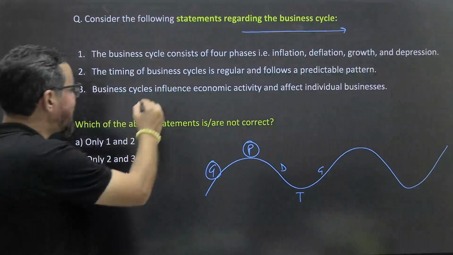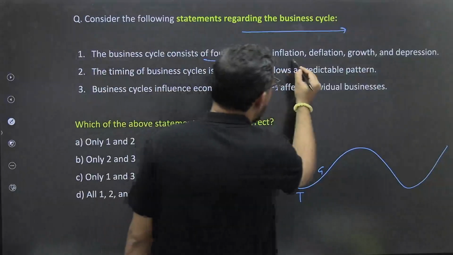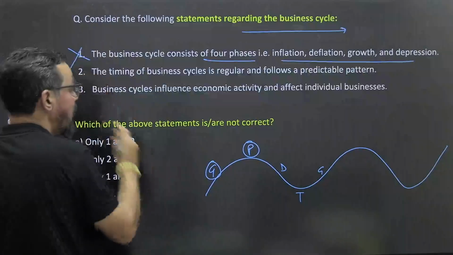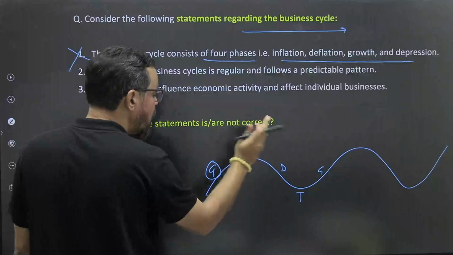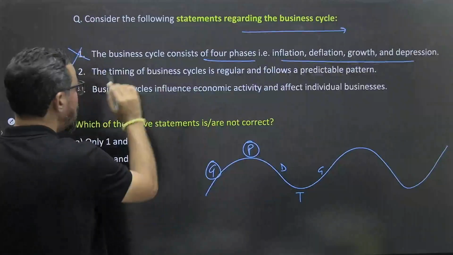The business cycle, also known as the economic cycle, consists of 4 phases: inflation, deflation, growth, and depression. No, this is wrong. We have growth, we have boom, we have contraction, we have trough. So they are generally known as this, not this.